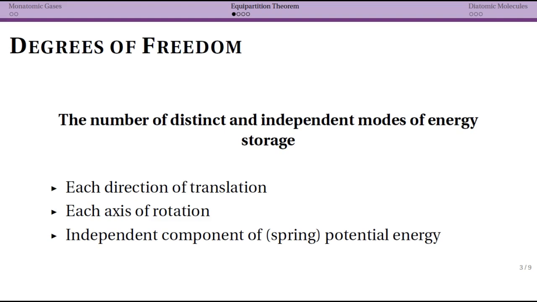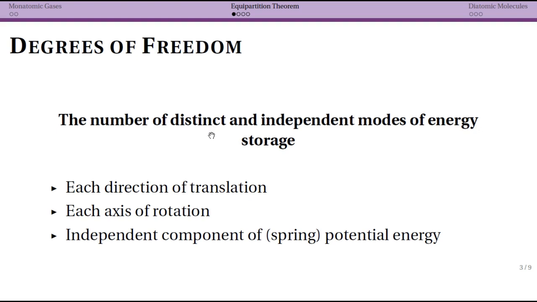We are now going to discuss something important called the Equipartition Theorem. But before we do that, we need to define an idea called degrees of freedom. Now, degrees of freedom gets used in different contexts, especially in certain types of engineering. But all of these ideas are related, but right now we're only thinking about it in terms of this thermodynamics study. So degrees of freedom, the definition is that it's the number of distinct and independent modes of energy storage.